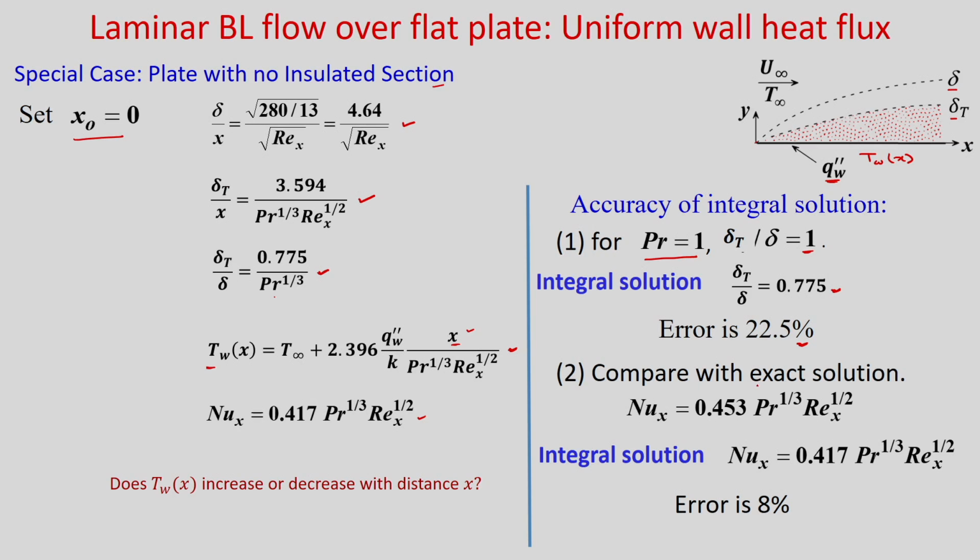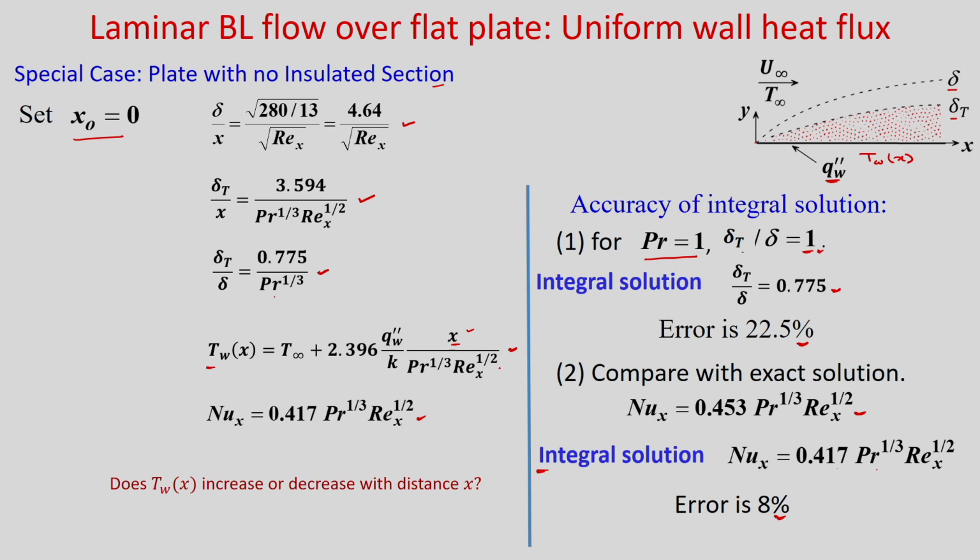Now, if you compare the Nusselt number with the exact solution, so this is the exact solution. Okay. You can see Nusselt number x is equal to 0.453 Prandtl number to the power 1 by 3 Re x to the power half. So, this is your Pohlhausen solution, okay, with unheated region. From the approximate solution we have found 0.417 Prandtl number to the power 1 by 3 Re x to the power half. So, you can see the error is almost 8%, so the Nusselt number is predicted well, right, but delta T has much difference from the exact solution.